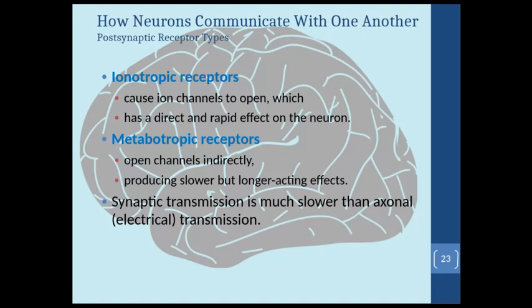But there are other types of receptors too that may open ion channels indirectly later on, and they produce slower but longer acting effects. So it can be something like eventually opening channels, but they can cause other things to happen inside the cell. They can cause enzymes to break down things. They can cause proteins to be structured. We don't need to get into the specifics because I've already given you a lot of little details.